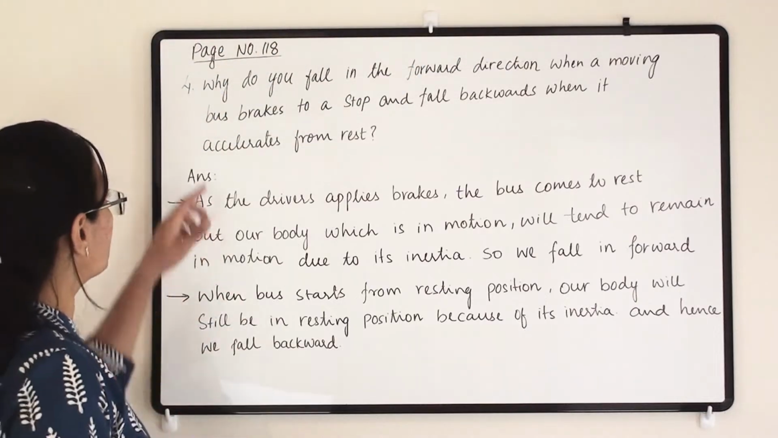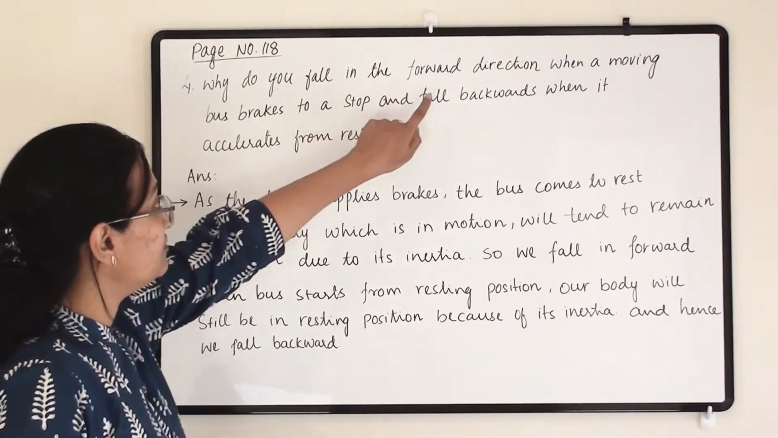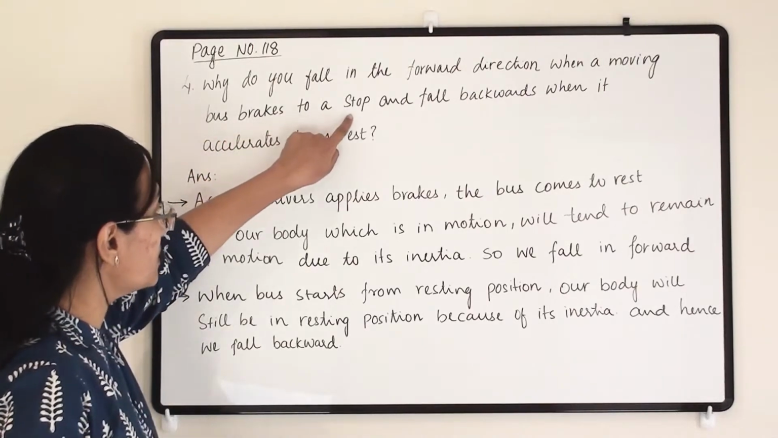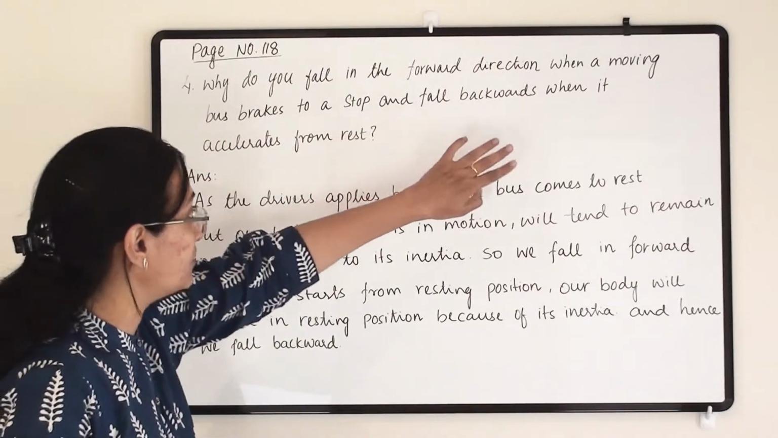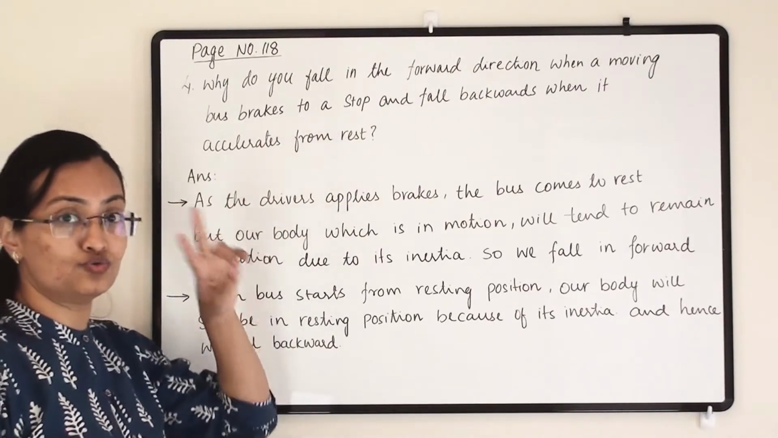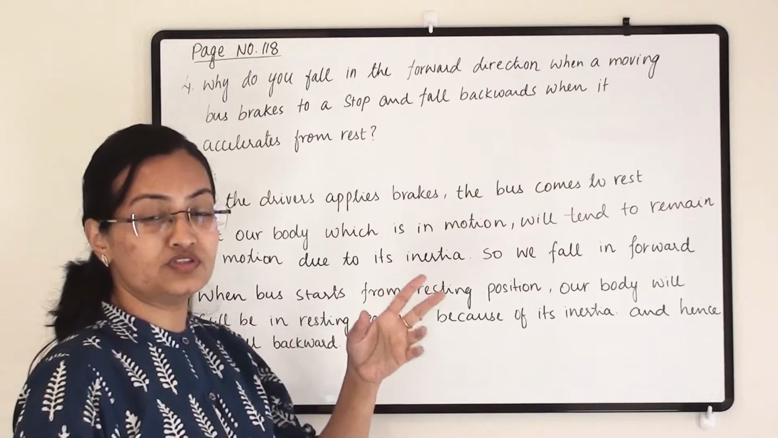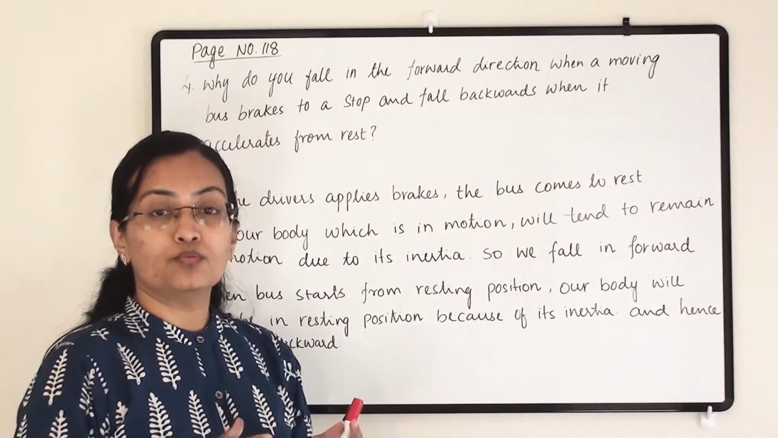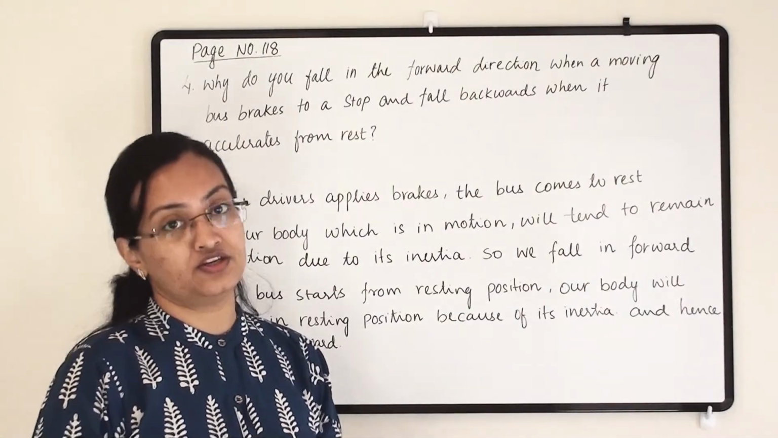Our fourth question is, why do you fall in the forward direction when a moving bus brakes to a stop and fall backwards when it accelerates from rest? So there are two situations. For both of the situations we have to give the reason, and the reason for both of these is inertia.